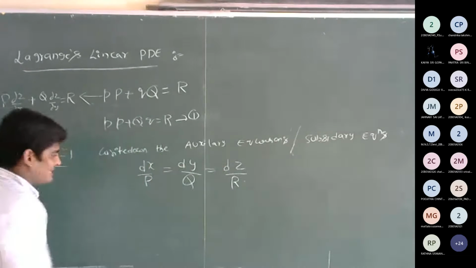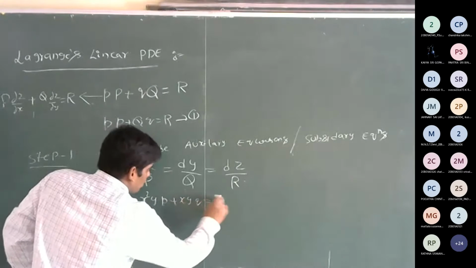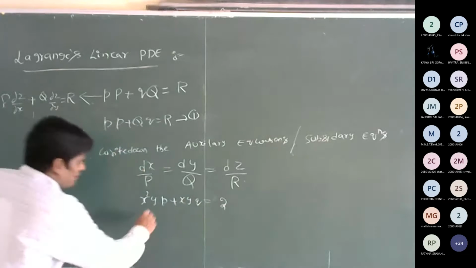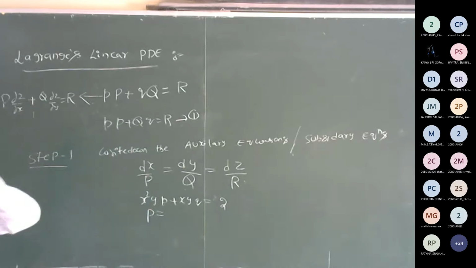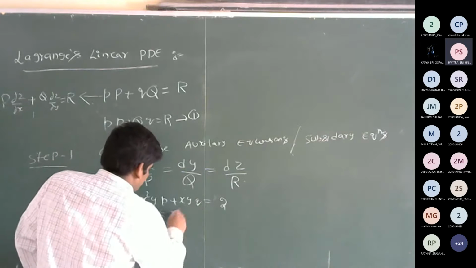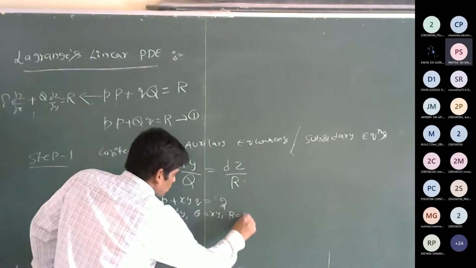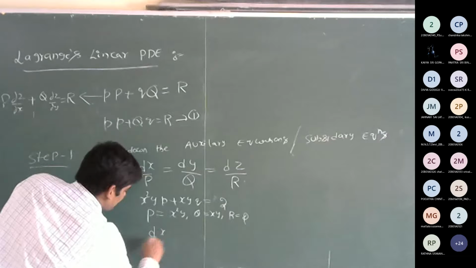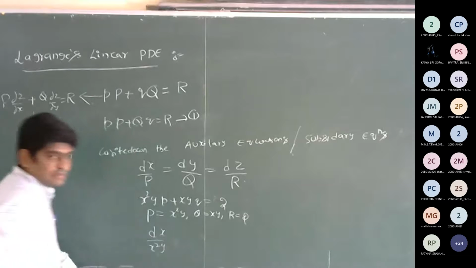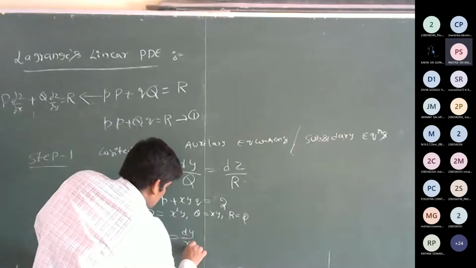So I will give one example. x squared y p + x y q = 2. So what is capital P here? x squared y, sir. What is capital Q? x y, sir. What is capital R? 2, sir. So what is the subsidiary auxiliary equation? dx by capital P means x squared y, dy by x y, dz by 2.